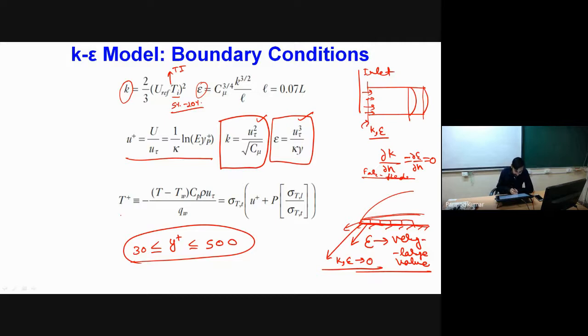Okay, similarly, when we are using additionally our scalar transport equation, for example, when heat transfer is also involved with the flow, we have to use formulation of temperature condition also. So for that we use T plus equal to (T minus TW) Cp rho U tau upon QW. That will be taking actually this particular form. So over here, this sigma is nothing but your Prandtl number for turbulent condition.